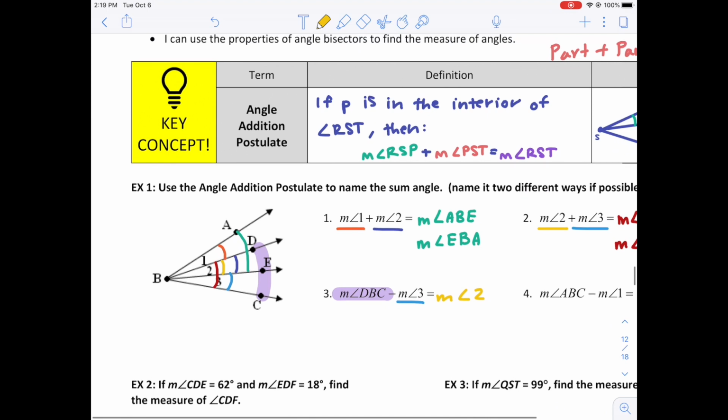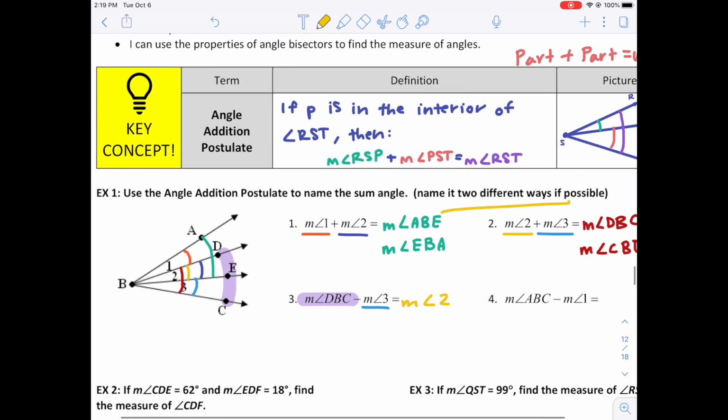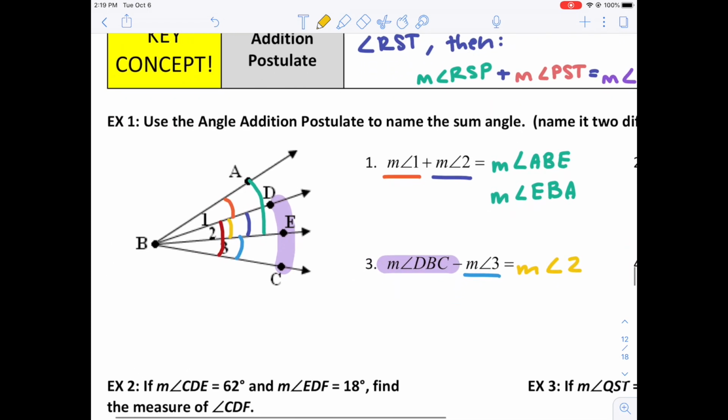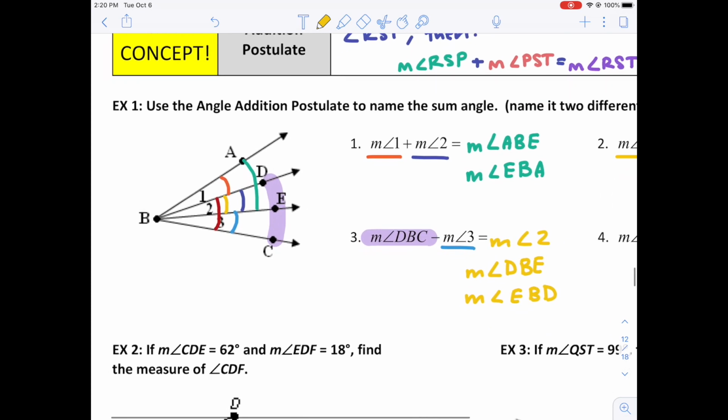It did say though that I want 2 different ways if possible. So instead of saying the measure of angle 2, you could also say the measure of angle, and then you can use the letters. So DBE or EBD. So I actually went above and beyond. Go Miss Colebank. I named it in 3 ways. So if you take that highlighter purple angle, which is DBC, and you subtract angle 3 from it, you're going to be left with angle 2, which you can say in any of those 3 ways.